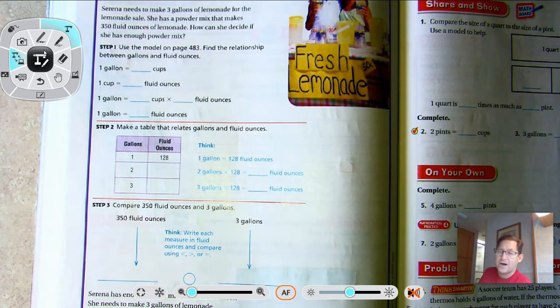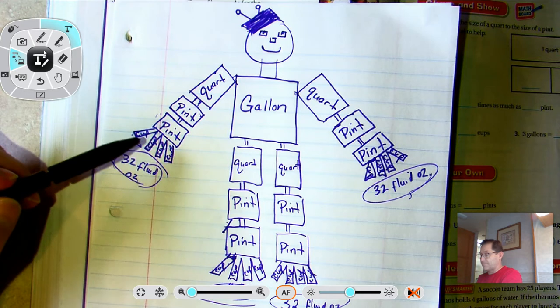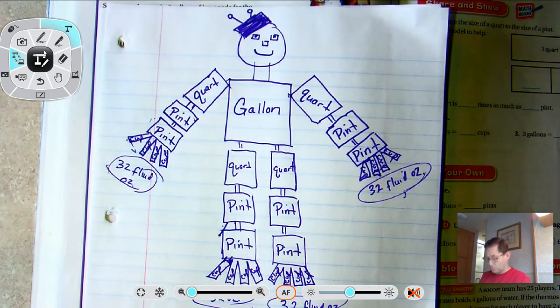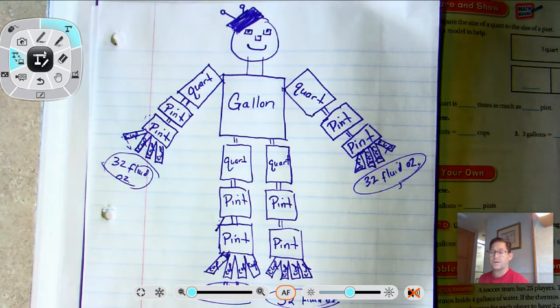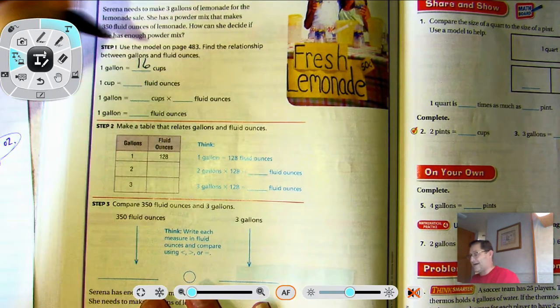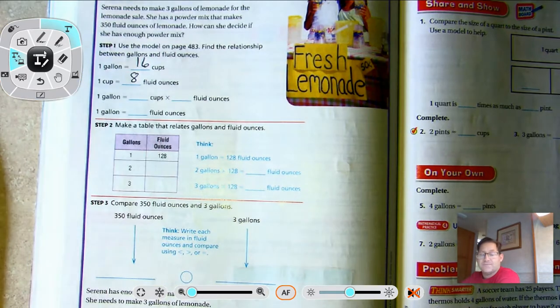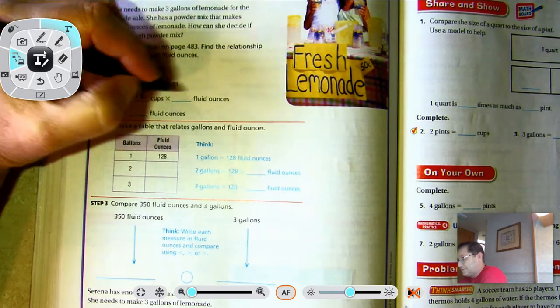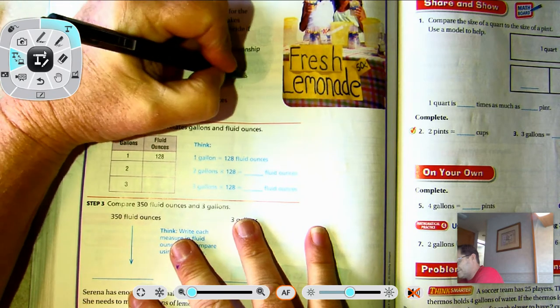In a gallon, how many cups are there? So again, on our man, how many total cups in fingers and toes does he have? Well, there's 4, 4, 4, 4. So 4 times 4, 16. There are 16 cups in a gallon. Every cup has 8 fluid ounces. So 1 gallon equals 16 cups times 8 fluid ounces. All right, well, what's 16 times 8?